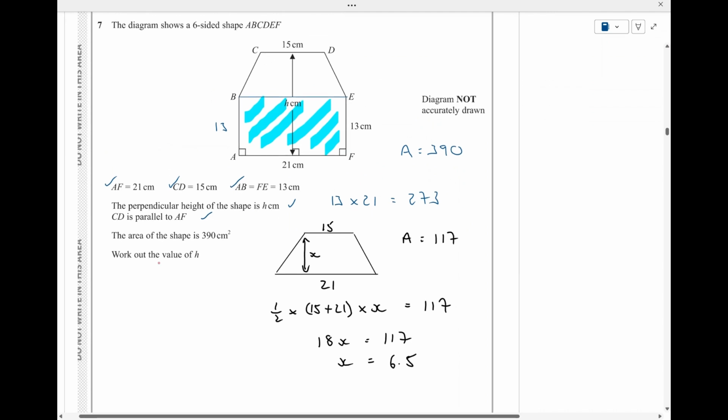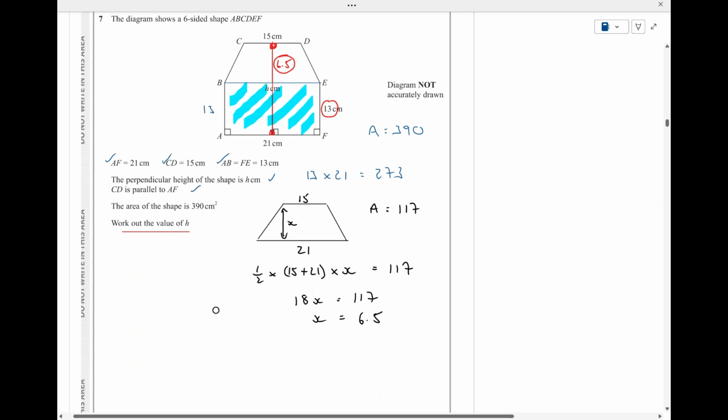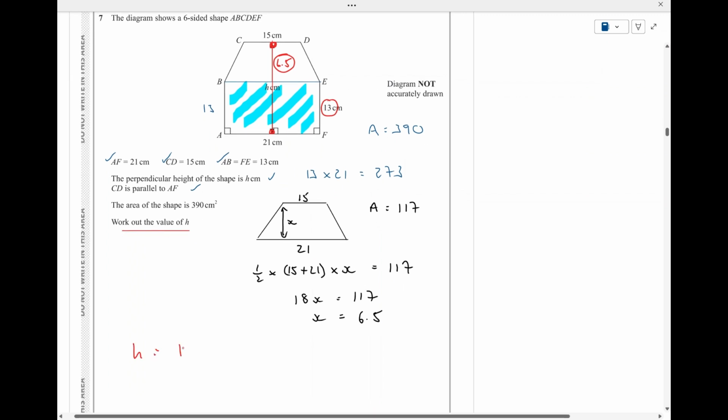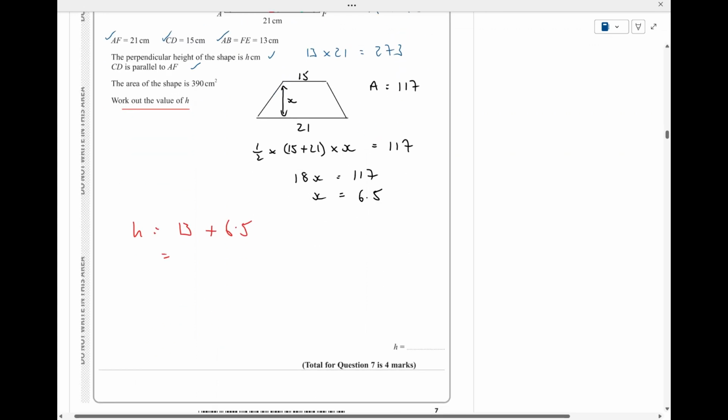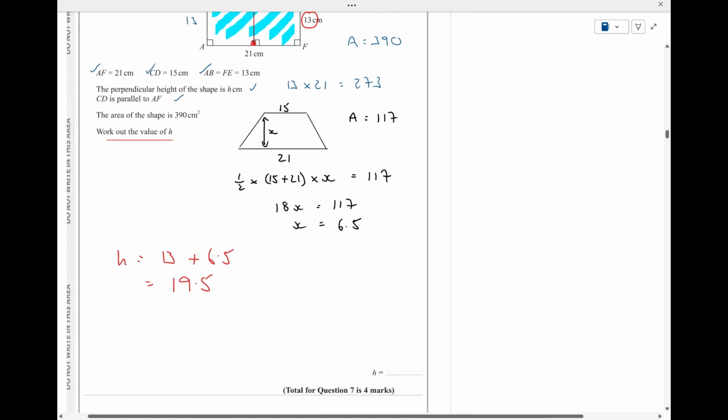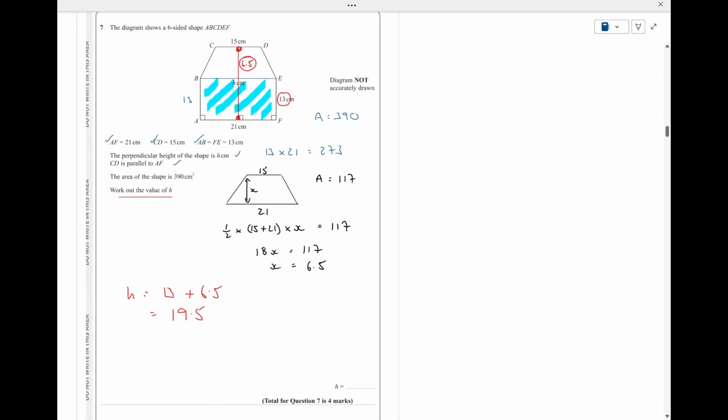Let's have a look. In the question they say work out the value of h, and h is the distance. It's the whole height, isn't it? So I've worked out that this top bit here is 6.5, so the whole height must be 13 plus 6.5. So h is 13 plus 6.5. So h is 19.5 centimeters. And that is question 7 done.